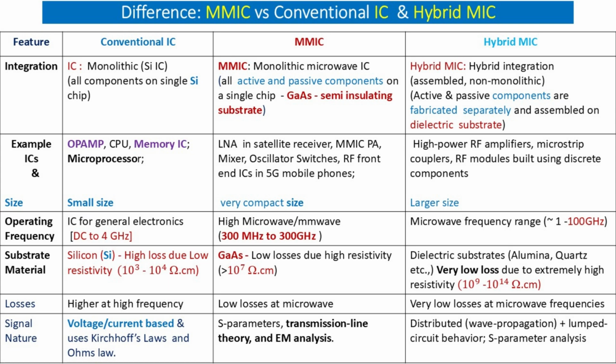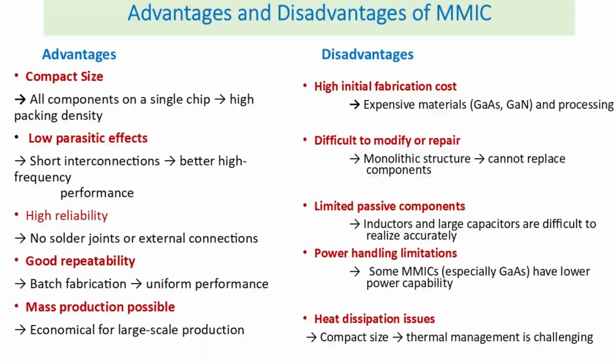In a hybrid MIC, separately fabricated active devices are mounted and interconnected with passive components and transmission lines on a common substrate. Thus, hybrid MICs combine distributed microwave behavior with lumped components, while offering greater flexibility than a fully monolithic MMIC.